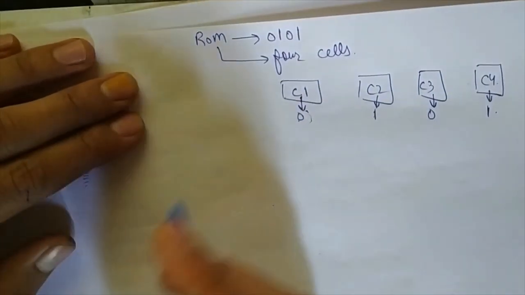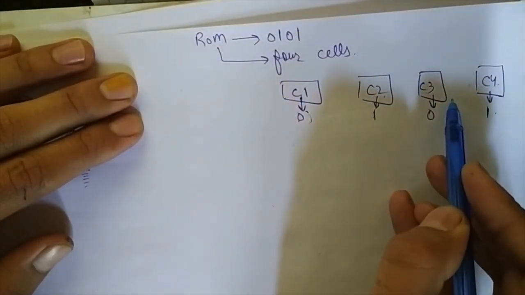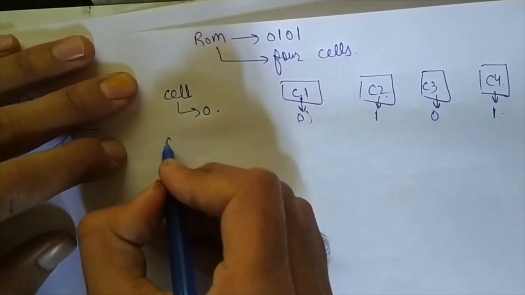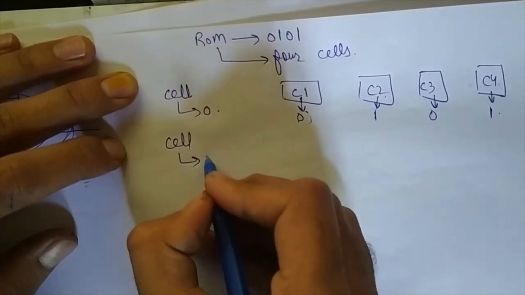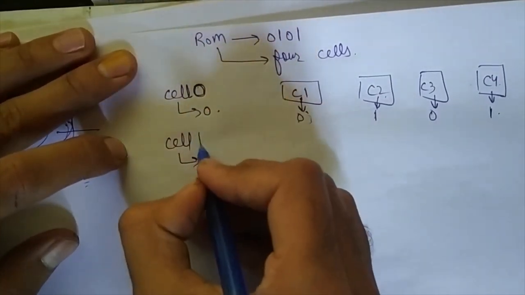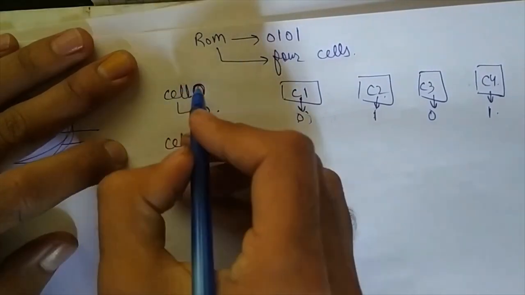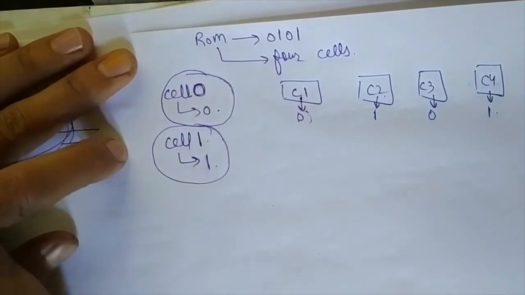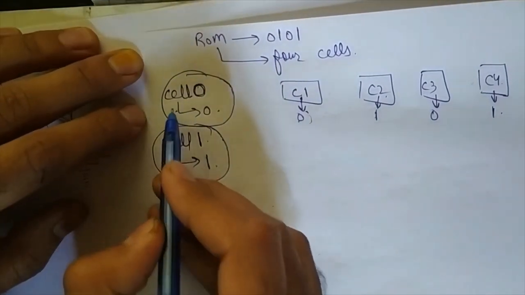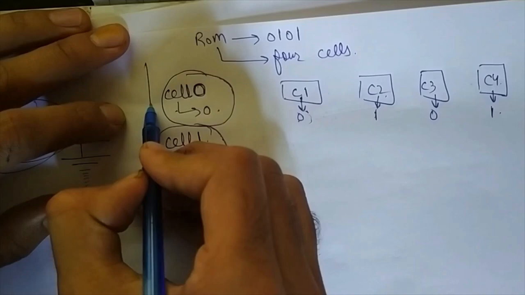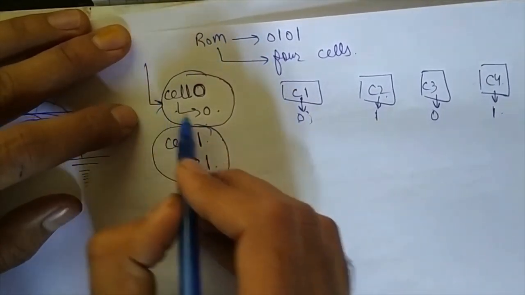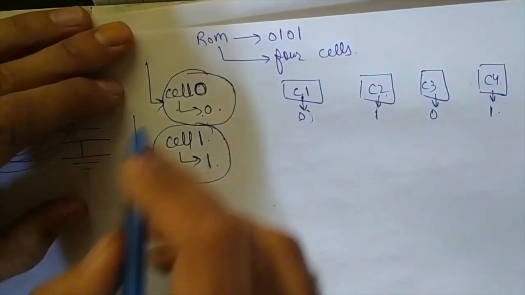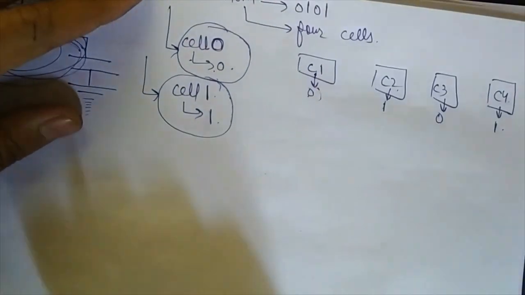So our first aim is to design a cell that can store 0, and to design another cell that can store 1. Let's say this is cell 0, this is cell 1. So we have to design a memory cell that can store 0 and a memory cell that can store 1. And cell 0 should not be able to rewrite its data. There should not be a possible scenario of rewriting the data. Likewise for cell 1. Okay, let's design cell 0.